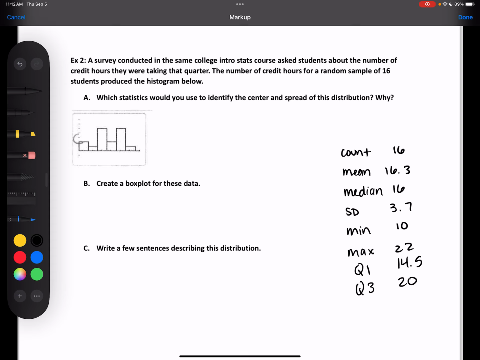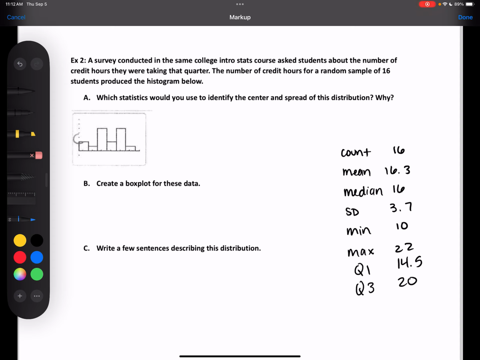All right, so a survey conducted in the same college intro stats course asked students about the number of credit hours they were taking that quarter. The number of credit hours for a random sample of 16 students produced the histogram below. Which statistics would you use to identify the center and spread of this distribution and why? And just so you know, this random tail-looking thing right here doesn't mean anything. It's just a mark on the page, where a hole punch had gone through when I copied and pasted the picture in.